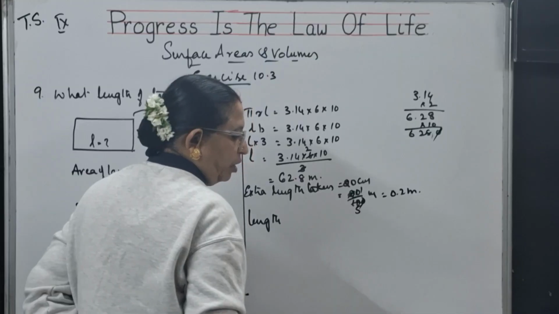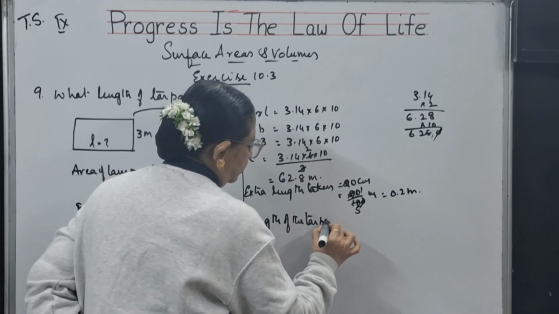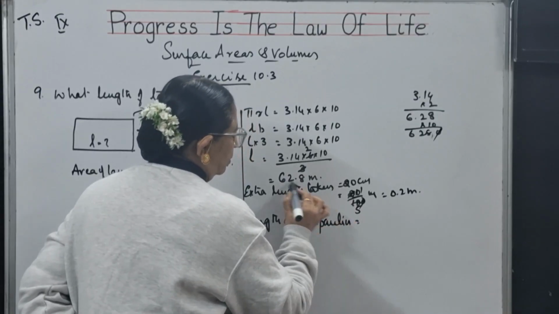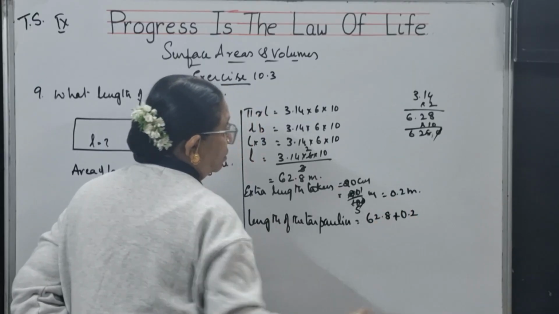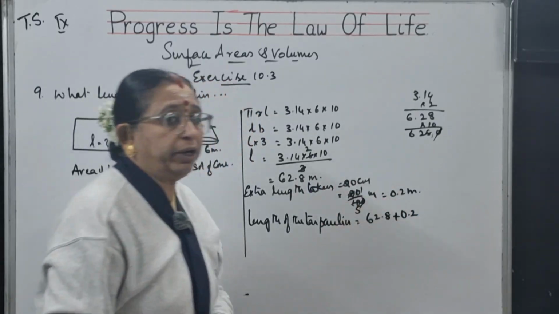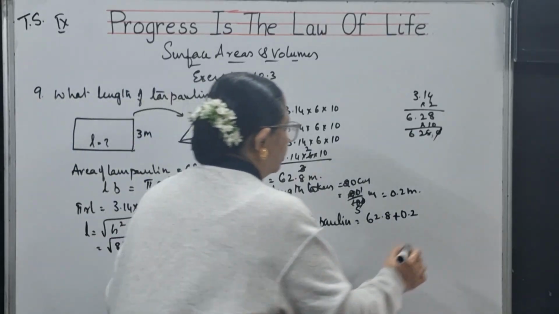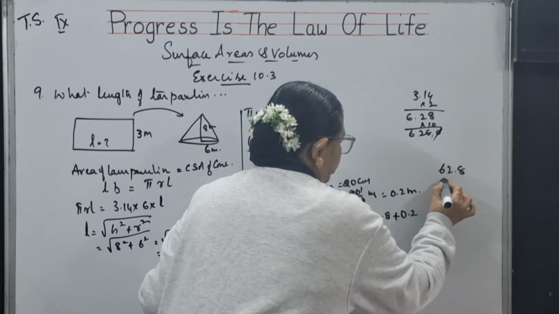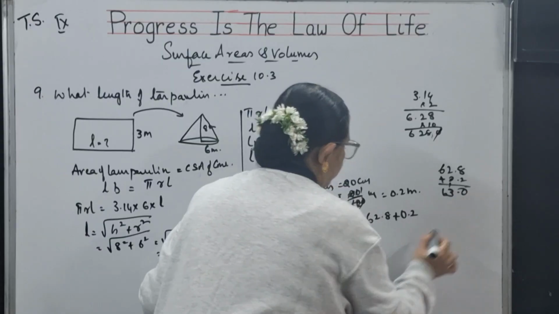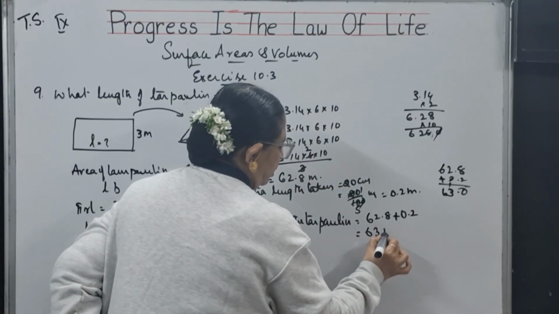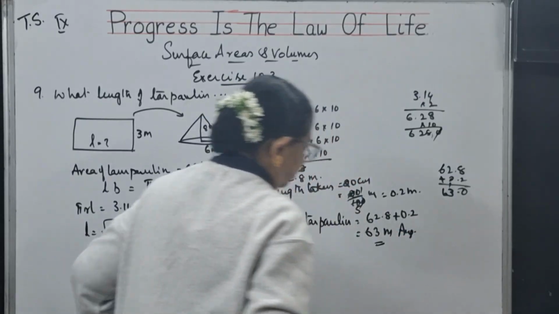Now the question is, what is the length of the tarpaulin? The length of the tarpaulin should be 62.8 plus 0.2, because they said this extra piece is required to make the borders and all. So 0.2 you have to add. 62.8 plus 0.2 is nothing but 63 meters. This is the answer for this problem, children.